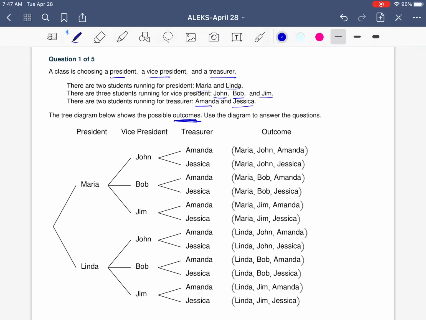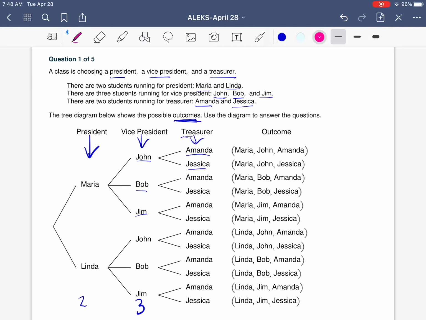So we can see here that these are the people that are running for president. There's 2 of them. These are the people running for vice president. There's just these 3, but it shows them twice because they could win with Maria or they could win with Linda. So there's 3 there. And then these are the people running for treasurer. And there's 2 there. And then it puts all the possible outcomes.